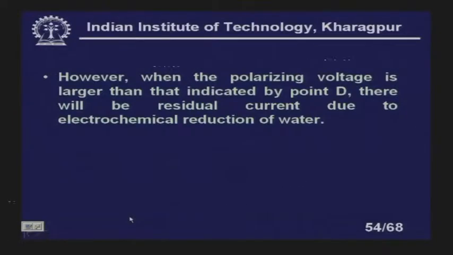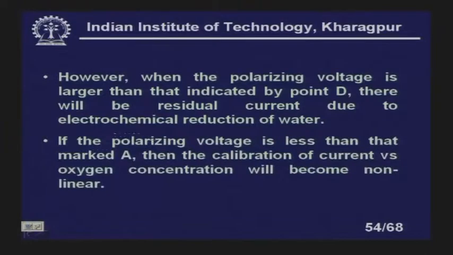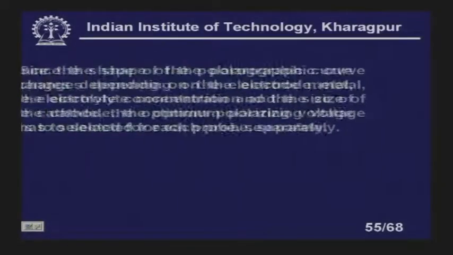However, when the polarizing voltage is larger than that indicated by the point D, there will be residual current due to electrochemical reduction of water. If the polarizing voltage is less than that marked A, then the calibration of the current versus oxygen concentration will become nonlinear. Again, it is a nonlinear region. So, if you come to the plateau region only, that is our desire. That is the reason we have marked between B and C. It will remain in the plateau region, so it depends only on the concentration of the oxygen or the partial pressure of oxygen.